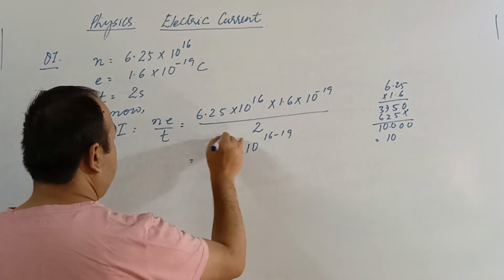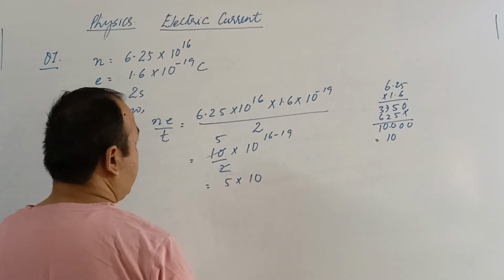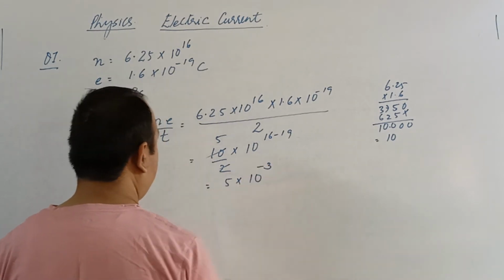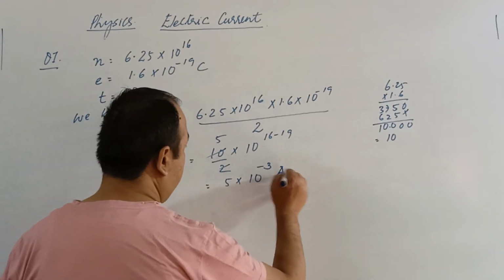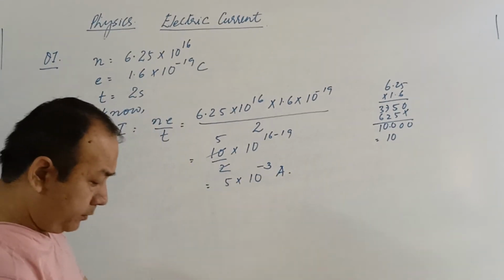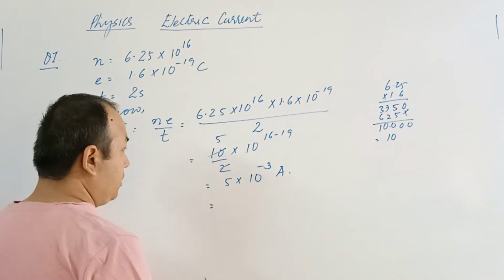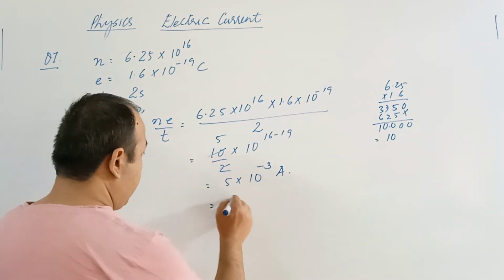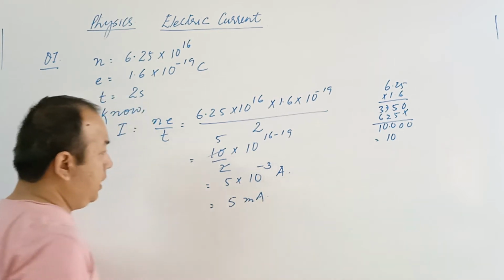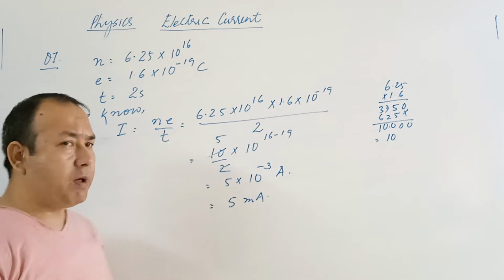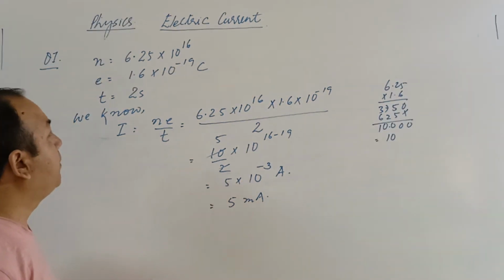2 goes into 10, 5 times, so it's coming equal to 5 into 10 power 16 minus 19, which is minus 3, and the SI unit of electric current is ampere, or capital A. Or we can also express it in milliampere form, that is 5 milliampere. 10 power minus 3 means it is divided by 1000. 5 divided by 1000 ampere means it is 5 milliampere.